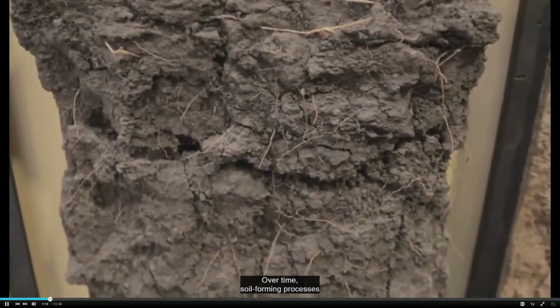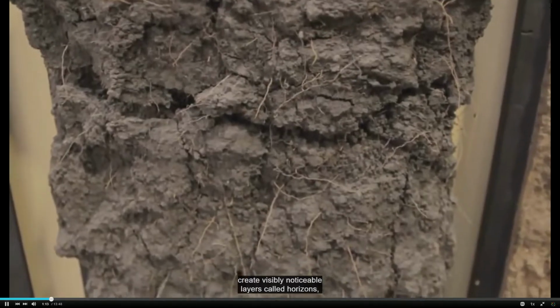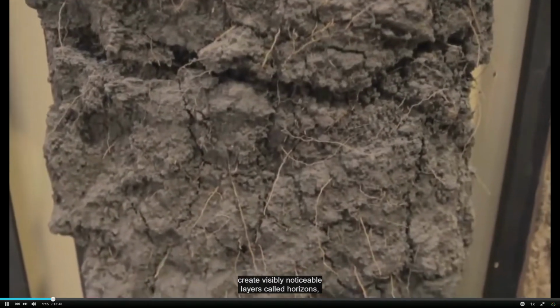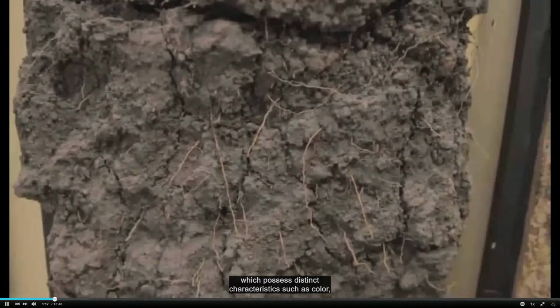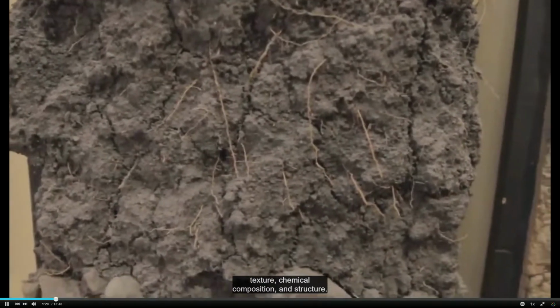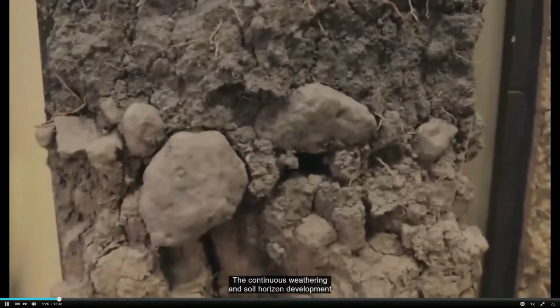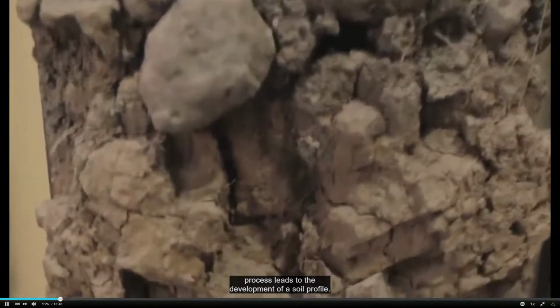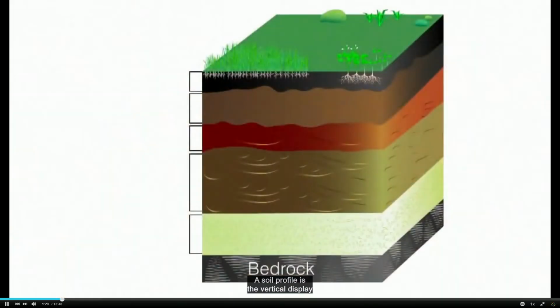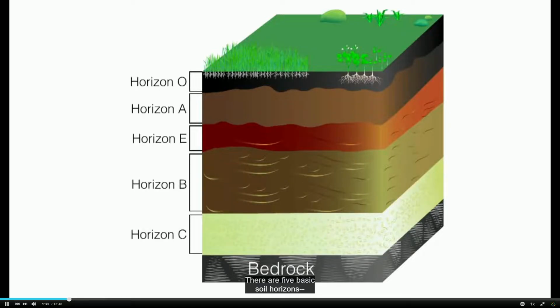Over time, soil-forming processes create visibly noticeable layers called horizons, which possess distinct characteristics such as color, texture, chemical composition, and structure. The continuous weathering and soil horizon development process leads to the development of a soil profile. A soil profile is the vertical display of soil horizons, which gives valuable insight into the origin and characteristics of soils in an area. There are 5 basic soil horizons: O, A, E, B, and C.